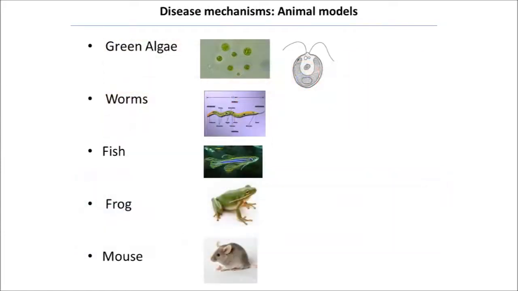And then maybe the most important, and that's something maybe not everyone likes, is the fact that for most research, we do need animal models, because in the end, a cell line in a dish does not reflect an entire organism. So in the end, we do need animal models. And this ranges from things like green algae, which we have seen before, to worms, over fish, frog, and maybe the most important model is mouse.